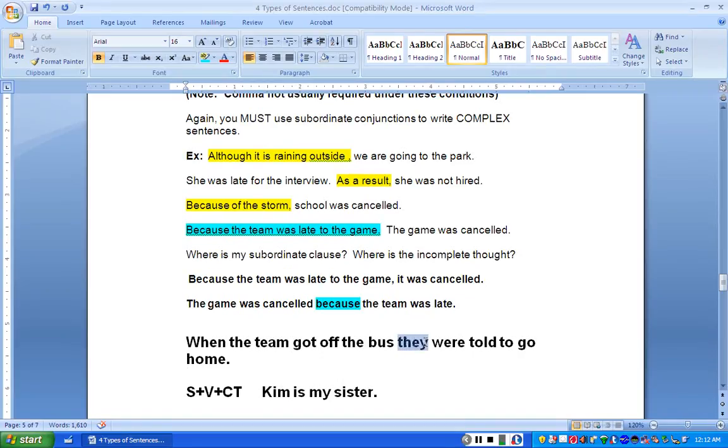They is my subject. See that? Were. You see that? We're getting into the subject and the verb. Go what? Home. So the comma goes after the incomplete phrase. Once the incomplete phrase ends and the new sentence begins, right there, you've got to read it and analyze it. When the team got off the bus. Please don't do this. I can speak for all the English teachers around the world. We are tired of seeing you do things like this.